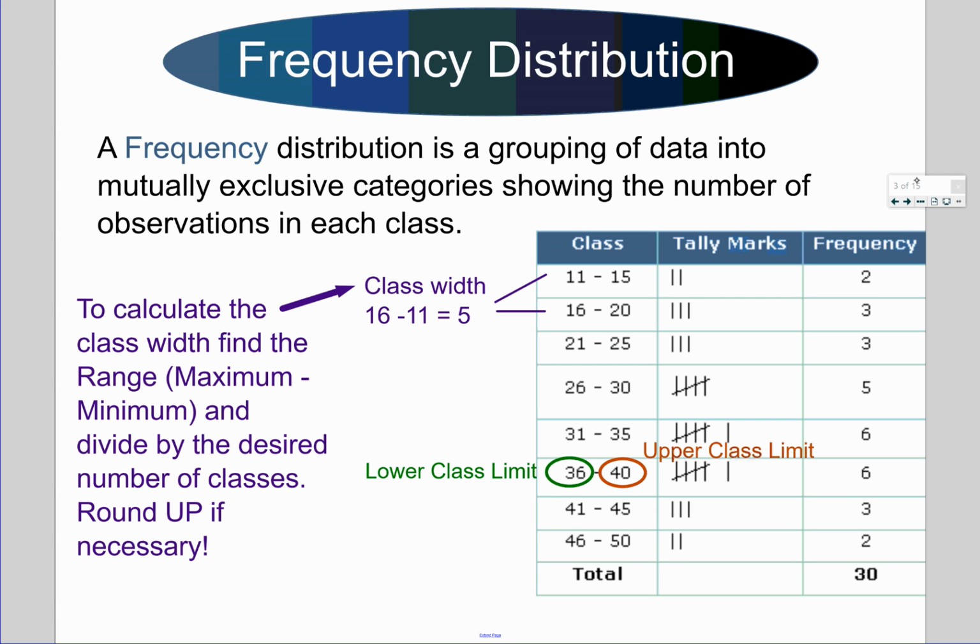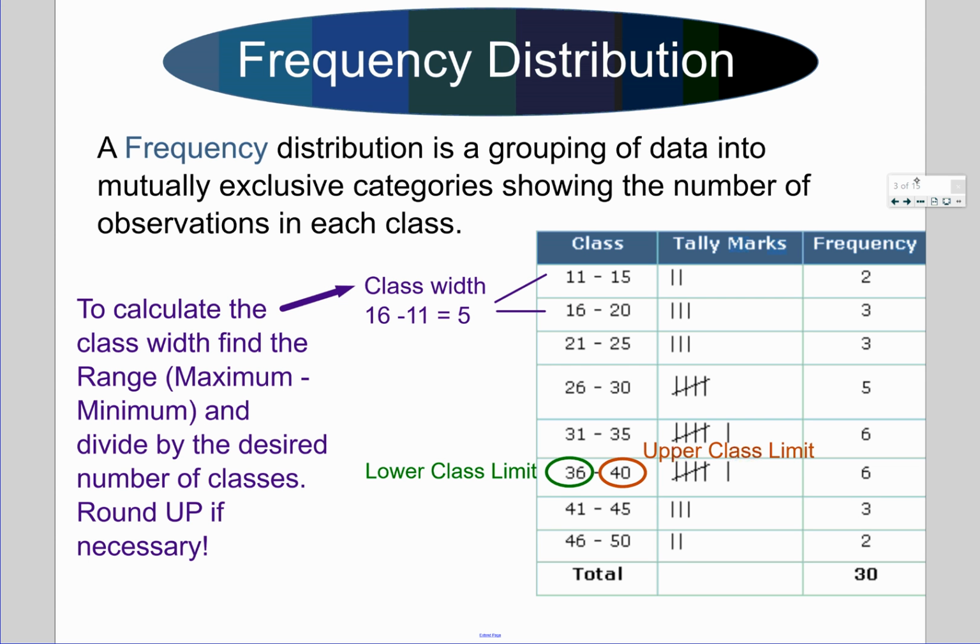How many classes do we have? We typically use about 5, maybe a little bit more. Any less than that, it probably wouldn't give us great data. That's usually predetermined for us in a problem. The bottom number in each class is called the lower class limit. The top number in each class is called the upper class limit.